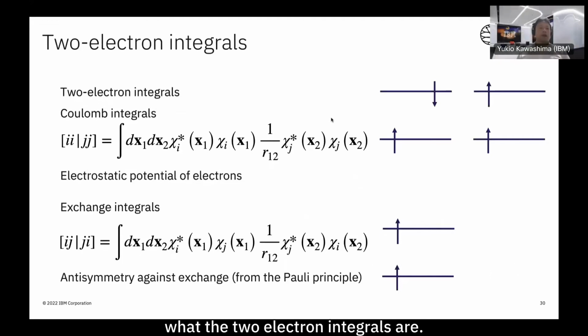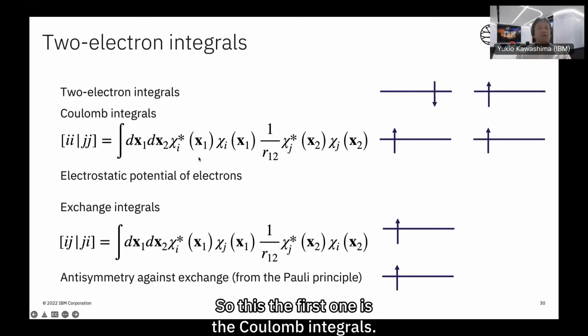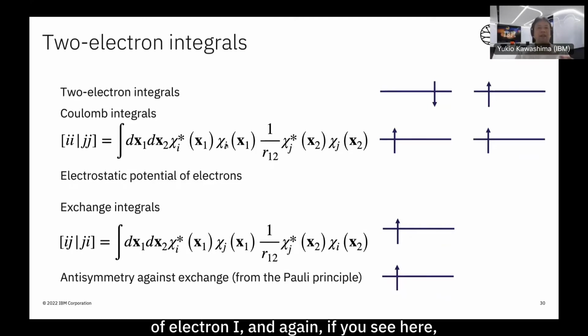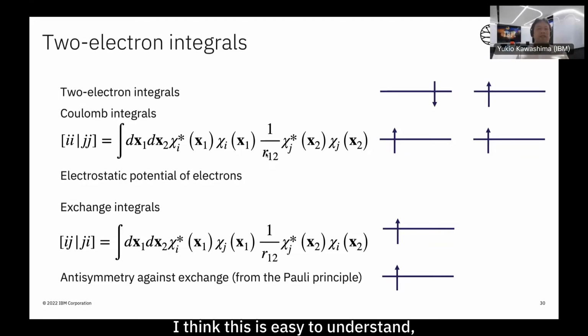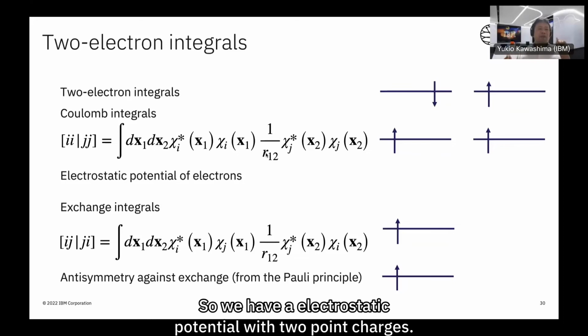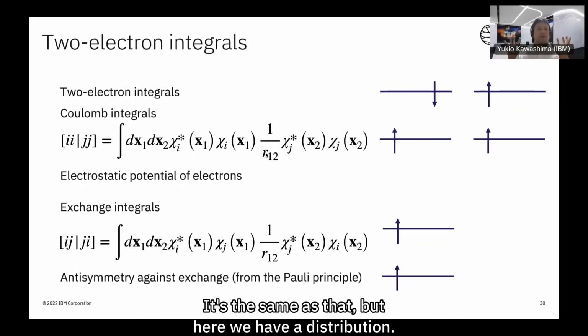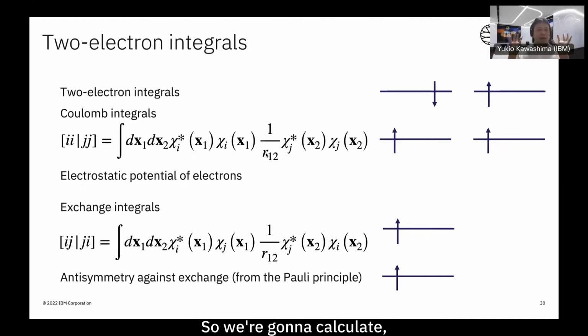Now I'd like to show you what the two-electron integrals are. The first one is the Coulomb integral. If you look carefully, it's chi_i star(x1) times chi_i(x1), which is the density of electron i. Again, here it's chi_j star(x2) and chi_j(x2), which is the density of electron j. And we have this 1 over r operator, which means we're calculating the electrostatic potential between electrons i and j. I think this is easy to understand because it has a classical counterpart: an electrostatic potential between two point charges. It's the same, but here we have distributions, so we calculate the electrostatic potential between the densities.